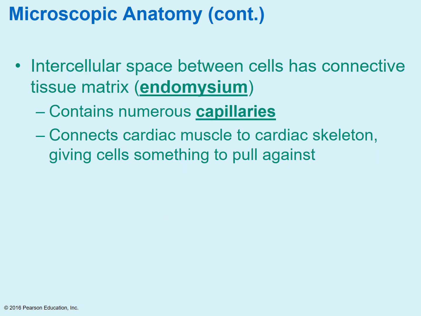The intercellular space between cells has some connective tissue matrix in it and contains lots of capillaries. It's often allowing the cardiac muscles to connect to the cardiac skeleton. It gives the cells, when they're contracting, something to push against.